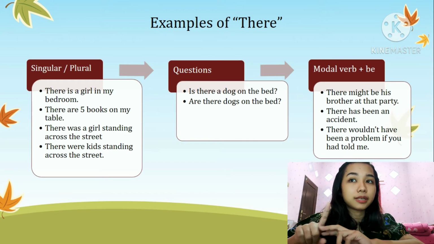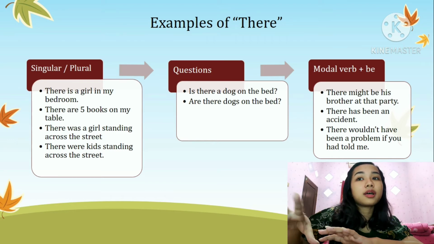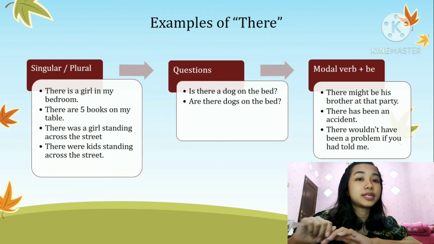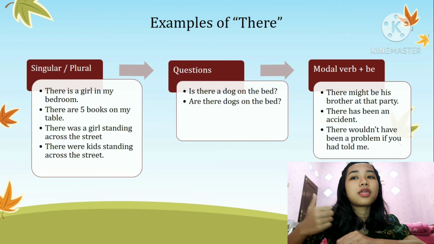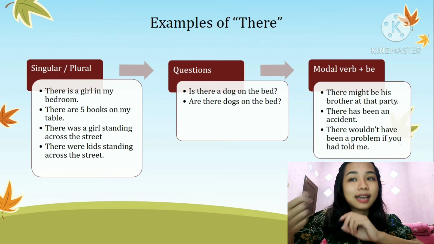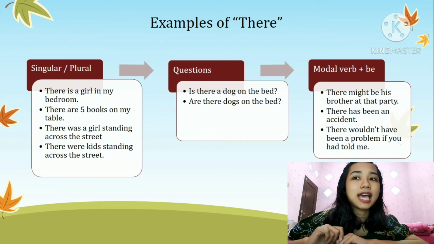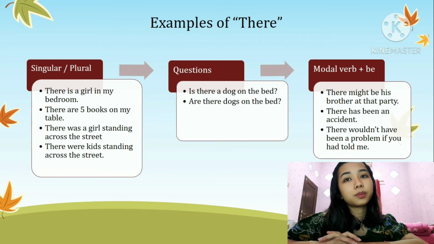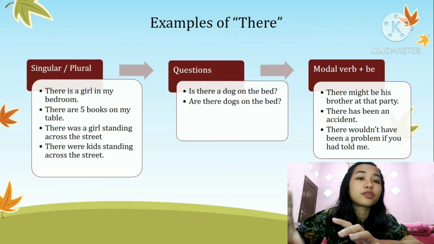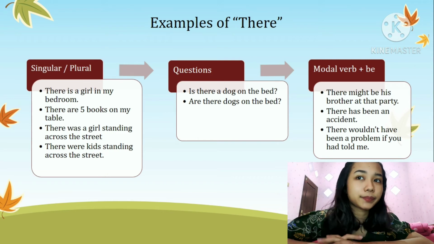Okay, now let's move on to the last column. Modal verb plus be. There might be his brother at that party. Here, the modal verb is "might" plus the first form of be. And the second, there has been an accident. So here, the modal verb is "has" plus the third form of be, "been". And the last one, there wouldn't have been a problem if you had told me. So in the last sentence, the modal verb is "wouldn't have" plus the third form, "been".